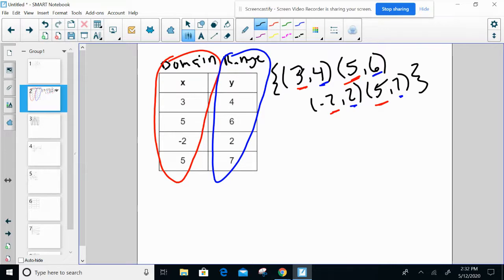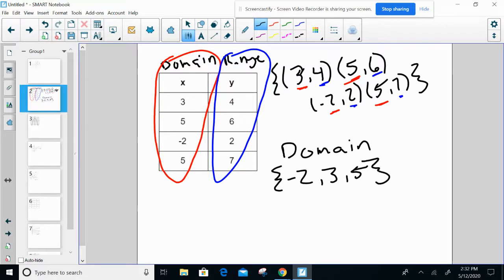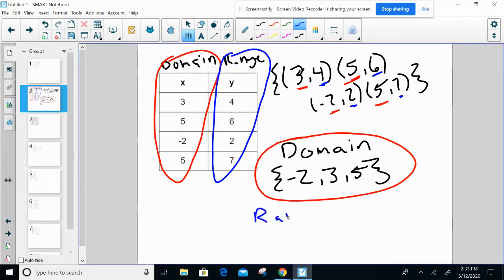But what it'll look like is for these, when it's a collection of points, domain. And if you have to write it out, come back to this video, you're going to write out all of these and you're going to write it in order from least to greatest. No repeats. Your domain is all of your X values, -2, 3, 5, least to greatest, and you don't have to repeat that 5. And then range is going to be 2, 4, 6, 7. And that is it.